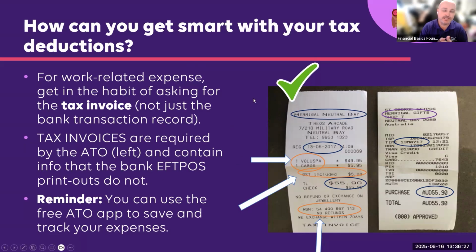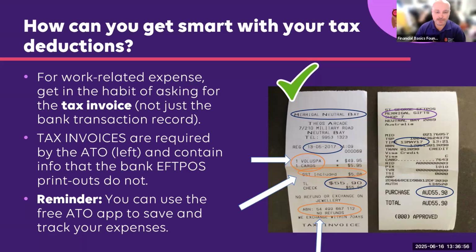This is where it really pays in Australia just to ask, if you think it might be a work-related expense, can I have the tax invoice, please? And they will be able to print one of these out, and you'll see there's all this other extra info. It doesn't just have the amount, it has these other things, and it tells you what the GST, the goods and services tax, was, exactly what was paid for, where it was from, the business number of the business you purchased it from, and the date.